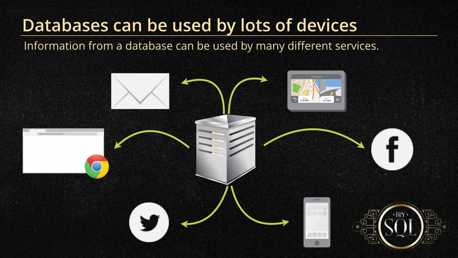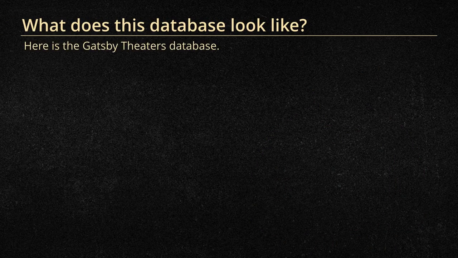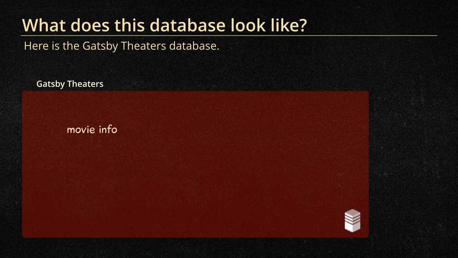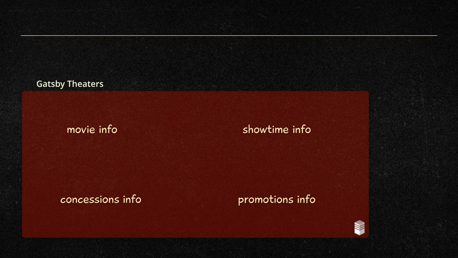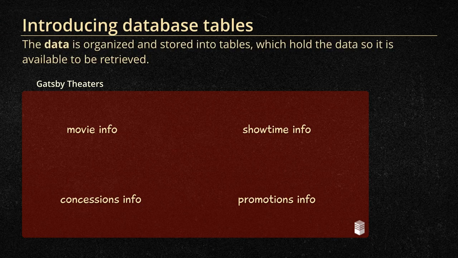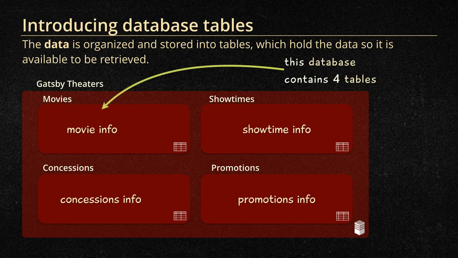We will be using a database to solve some of these problems that we will encounter in this course. The database that we'll use is called the Gatsby Theaters database, which has all types of information. But how is all this information, such as movie info and showtimes info, organized? Our information, or data, is organized into what we call tables. A table holds the data that can be used in a database and allows for it to be easily retrieved. The database holds 4 tables: movies, concessions, showtimes, and promotions.